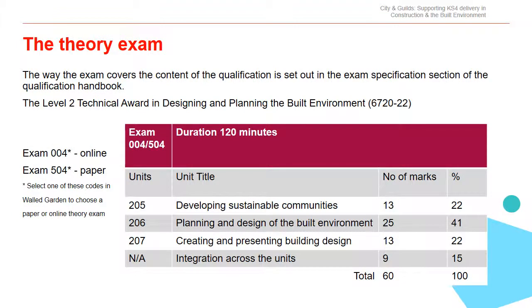The theory exam itself, so this is the design and planning exam, you have those 3 units listed. So 205, referencing developing communities, planning and designing the built environment, and creating and presenting building design. And you can see clearly there the number of marks associated with each of those units and the percentage weighting. There is also an integration across all 3 units which carries 9 marks, giving a possible total of 60 marks.